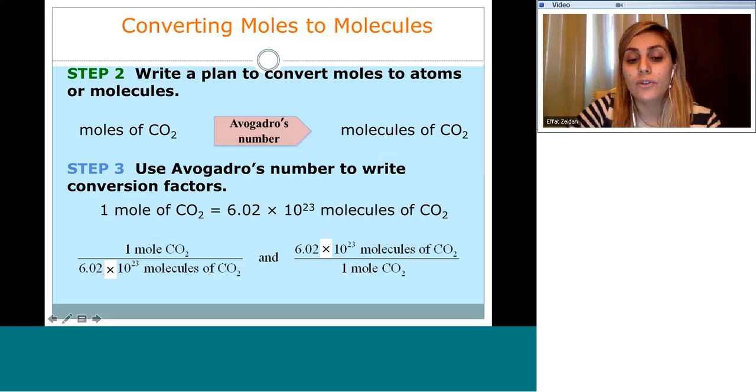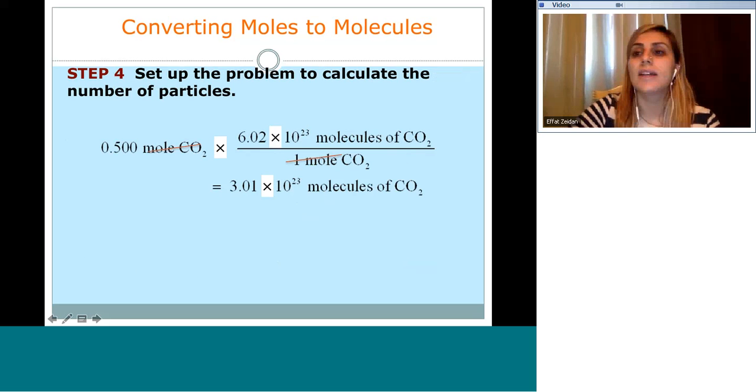We write our first conversion factor and then our second conversion factor, and then we set up our problem. Initially we are given moles, so we need to write the conversion factor that has moles in the denominator, so it will cancel. Therefore we would get 3.01 times 10 to the power 23 molecules of carbon dioxide, which is exactly half of that, because 1 mole has this much, so half of 1 mole should have half of this number of molecules.